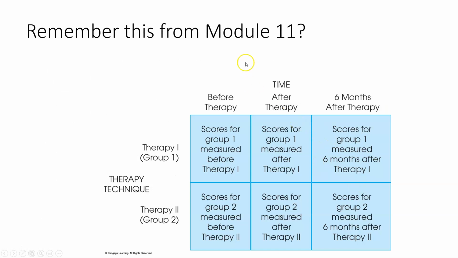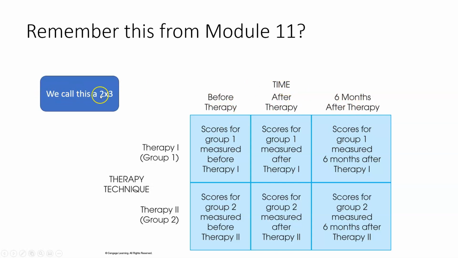So, no doubt you remember from the last module that I showed you this table here, where we had a therapeutic technique with a couple different kinds of therapy, and then we had a time factor that was before, after, and a 6-month follow-up. I told you before that there are 2 factors here, therapy technique and time, and that there are levels of each factor. 1, 2 levels of therapy technique, and 1, 2, 3 levels of the time factor.